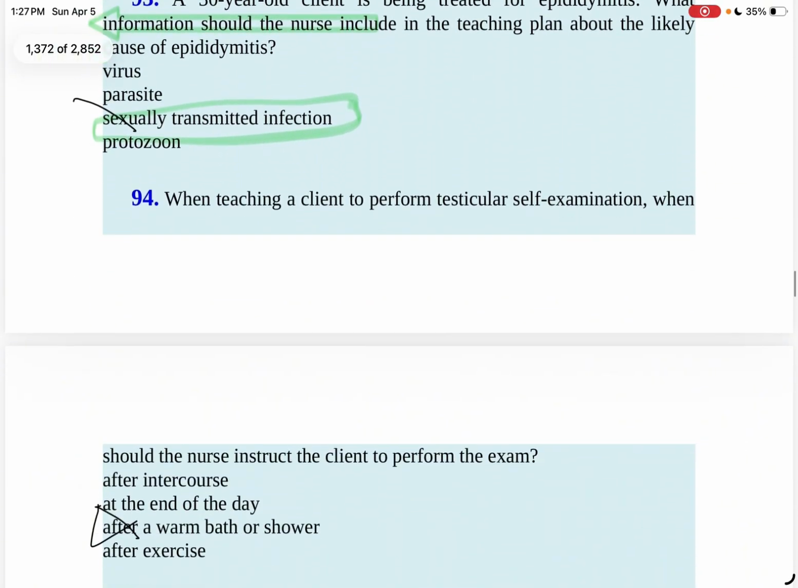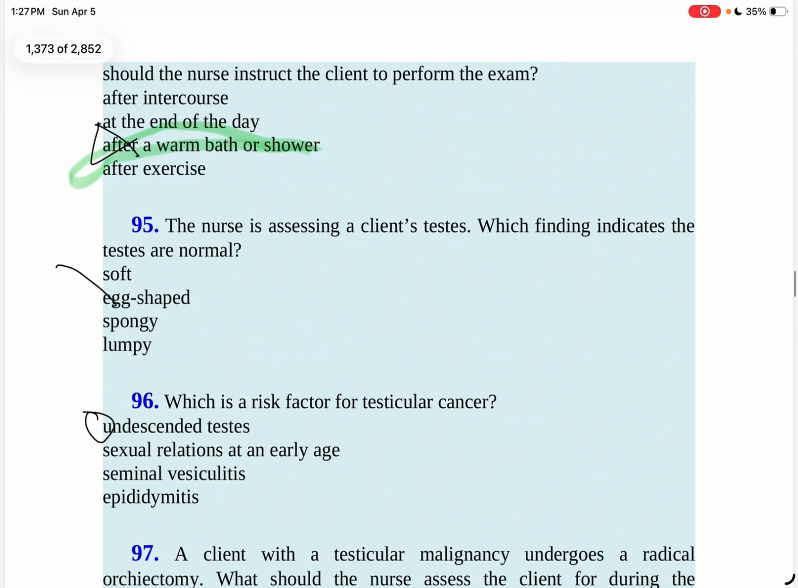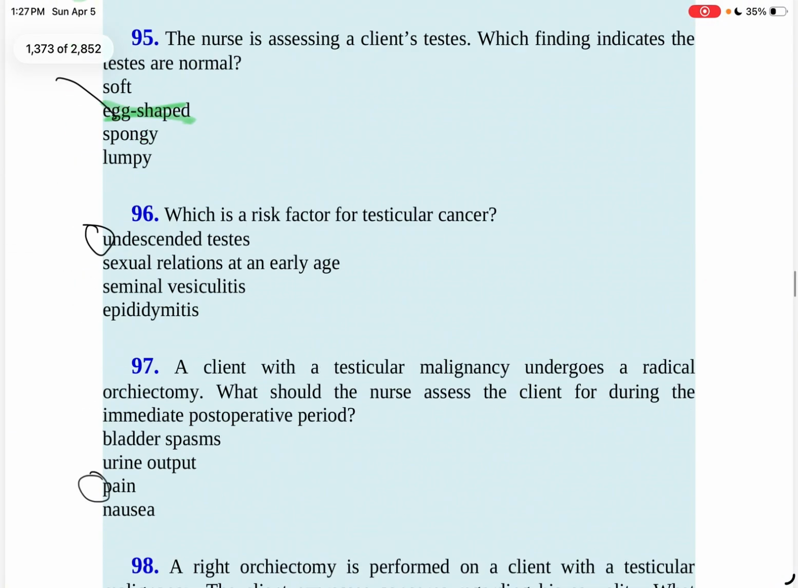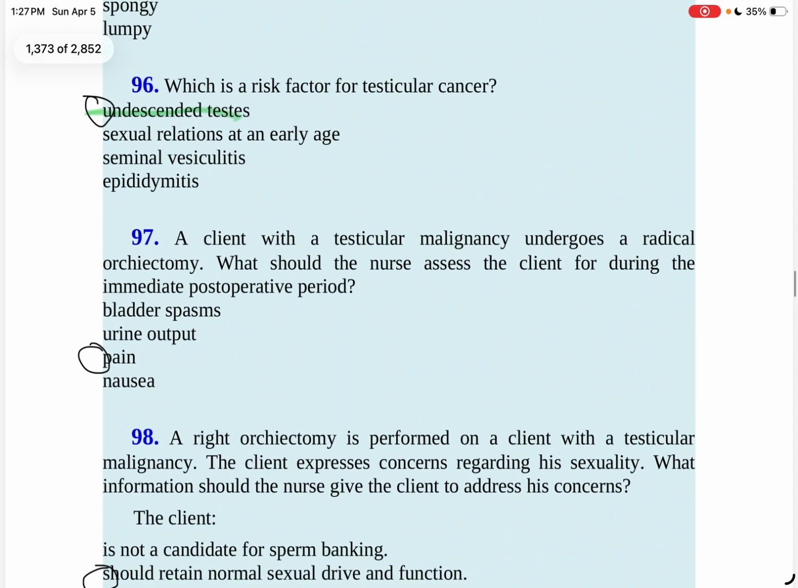When teaching a client to perform testicular self-examination, when should you do it? After a warm bath or a shower. The nurse is assessing a client's testes. Which finding indicates the testes are normal? Egg-shaped. Which is a risk factor for testicular cancer? Undescended testes. A client with a testicular malignancy undergoes a radical orchiectomy. What should the nurse assess the client for during the immediate post-operative period?